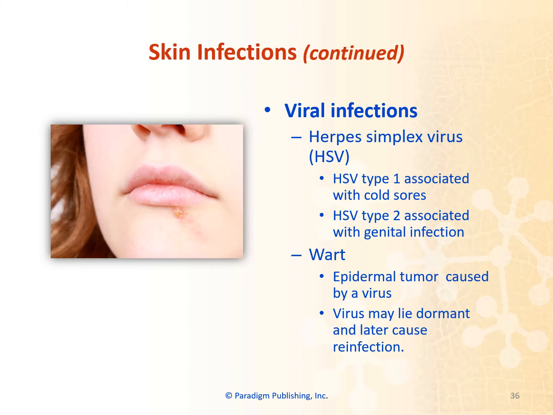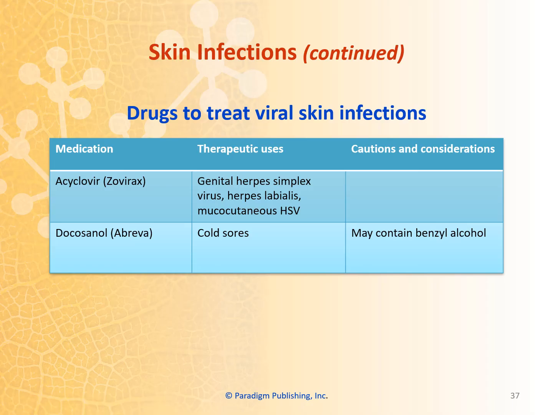So viral skin infections include herpes simplex virus, HSV type 1 associated with cold sores, and HSV type 2 is associated with genital infection. Warts are epidermal tumors caused by a virus, and that virus may lie dormant and later cause reinfection. 638 goes into detail about those as well. So Virex and Abreva are the two main treatments that are used to treat viral skin infections.